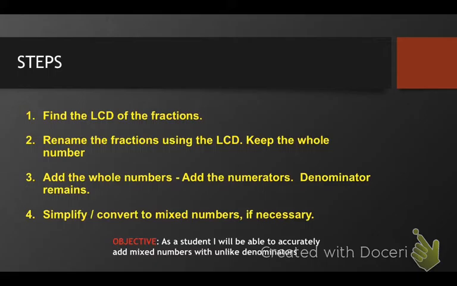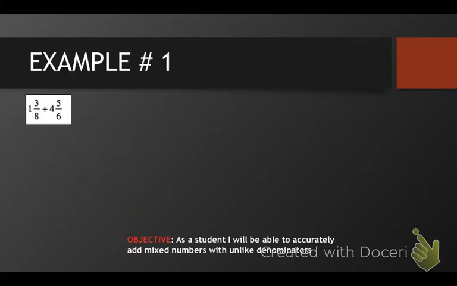Number 2. We're going to rename those fractions using the least common denominator, and we're going to keep our whole numbers. We're just going to leave them. I'll show you that in a minute. And then add the whole numbers, add the numerators, and we're going to keep the same denominator that we found. And finally, we're going to simplify or convert to mixed numbers if necessary. Seems kind of confusing when I just make a list, but we're going to go ahead and go through them, and I'll show you what we're going to do.